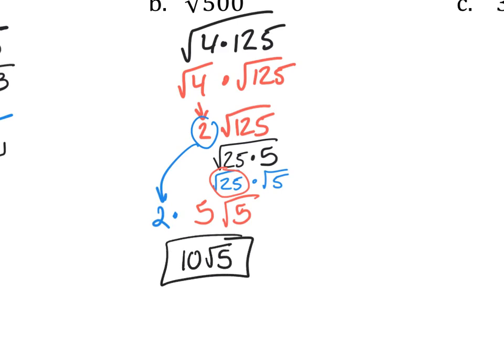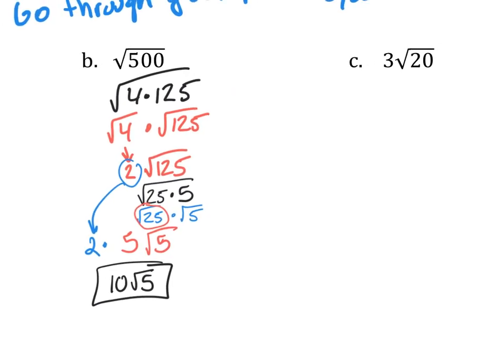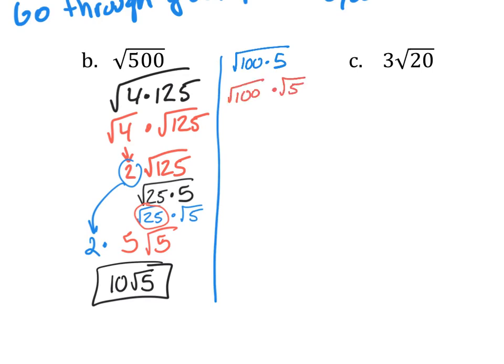Okay, so that's one way you could do it, again, where you just go with whatever the first perfect square is that you find that can go into that number. However, if you tried to find the largest perfect square, 100 is a perfect square that can go into 500. 100 times 5. Then using our product rule, and then square root of 100 is 10, and we're left with our 10 square root 5.